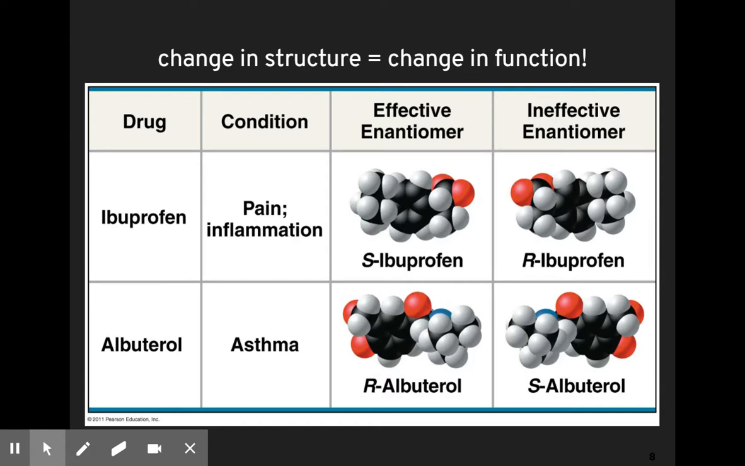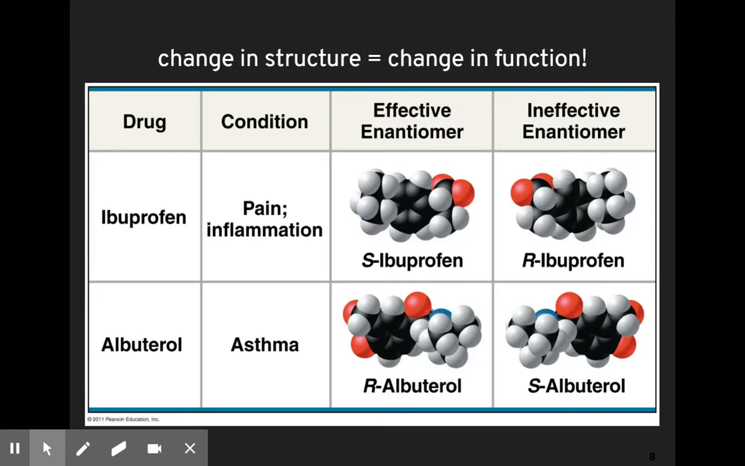These are drugs that you probably are very aware of. The ibuprofen for pain, like Advil, and also albuterol. My son takes this for his asthma. And so again, there's two different enantiomers for it, the S and the R. And if you take the S, that's the one that you're getting for the ibuprofen. The other one is just ineffective. Same thing for albuterol, just the opposite. If you take the S, it's ineffective. If you took the R, it is effective.